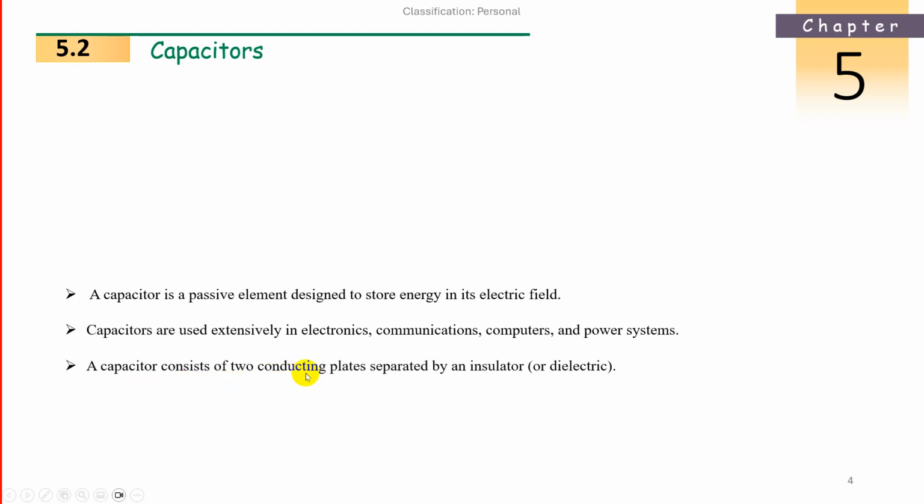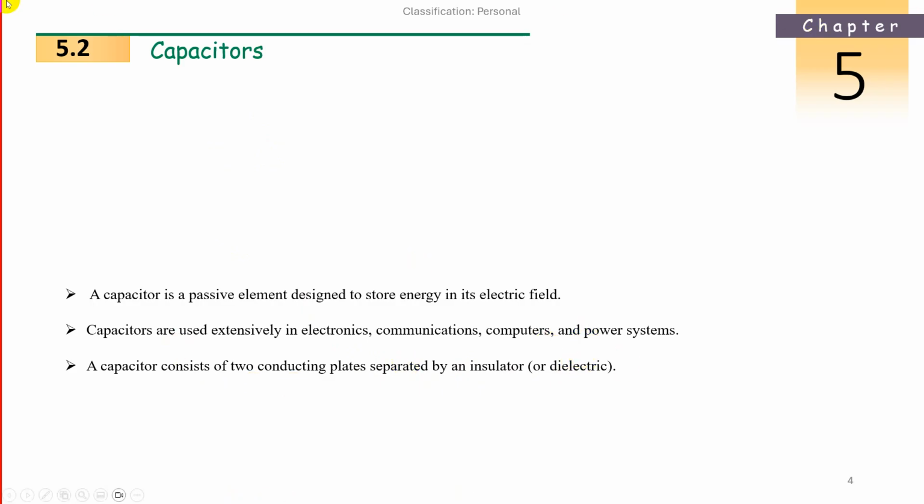A capacitor consists of two conducting plates. There can be two parallel plates or circular plates, but the plates are important. Conducting means very minimum resistance should be there. Two conducting plates separated by an insulator, also known as a dielectric.